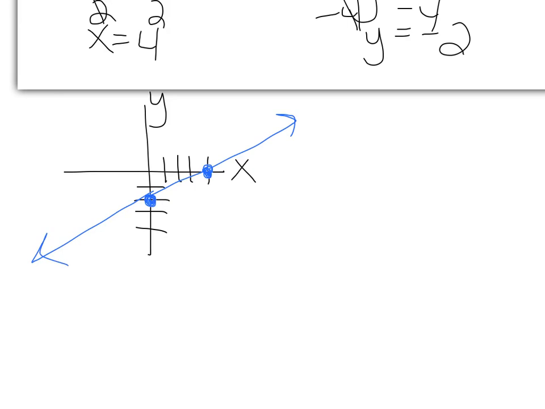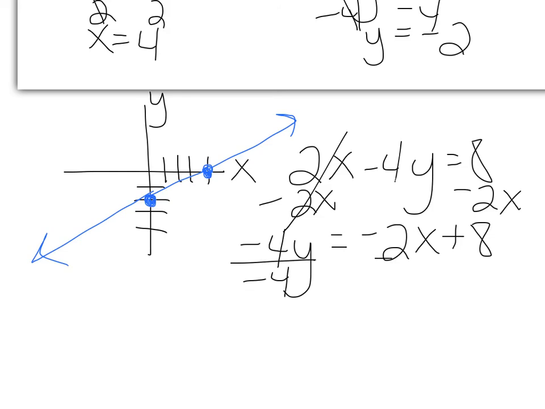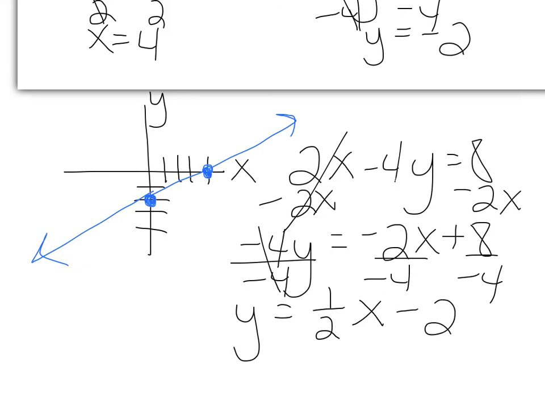And I have 2x minus 4y equals 8. Put it in function notation by subtracting 2x from both sides. You get negative 4y equals negative 2x plus 8. Divide each piece by negative 4. You get y equals 1/2 x, because a negative over a negative is a positive, and you need to reduce, minus 2. Change your y to f of x, and you're in function notation.